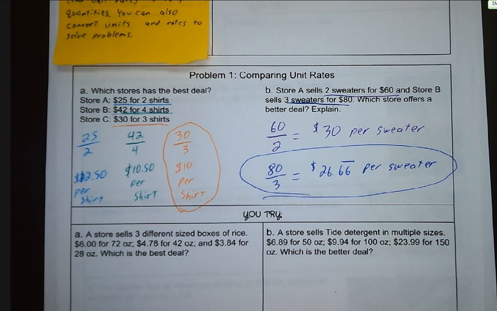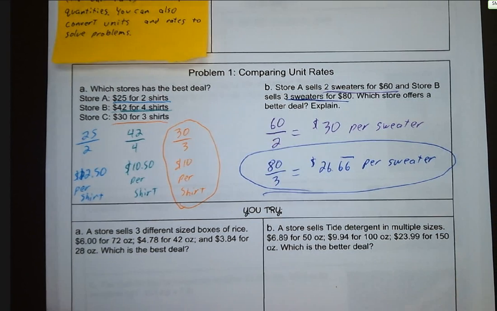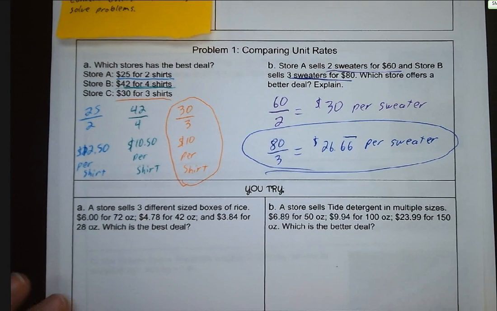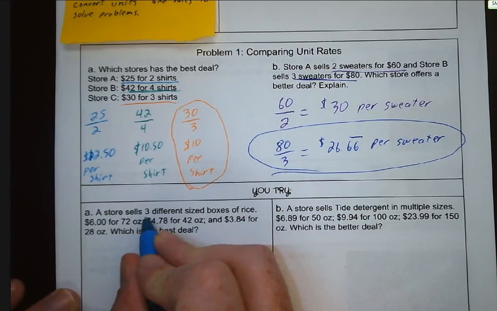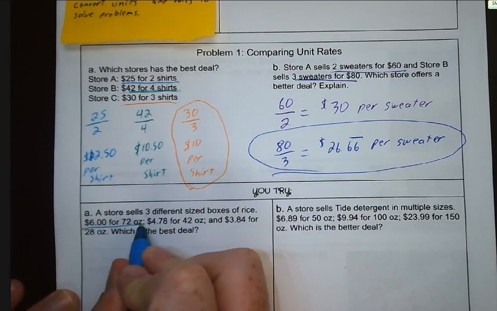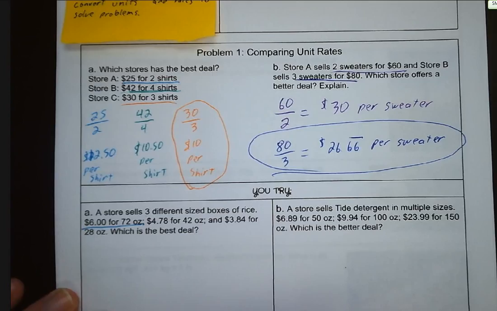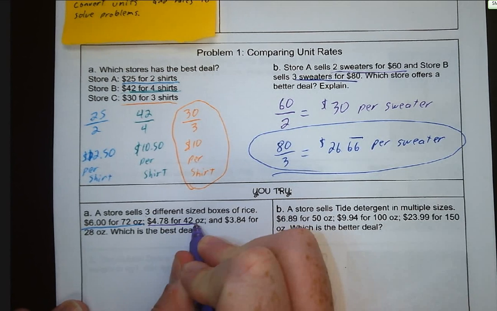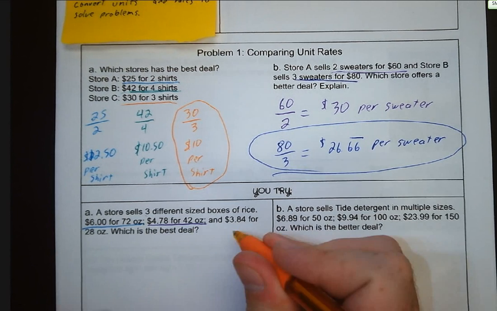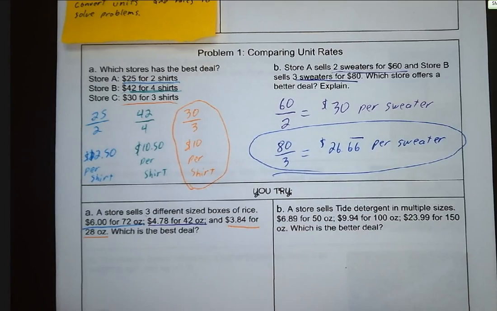All right, I want you guys to pause the video and go ahead and give these two at the bottom a try on your own, and then resume it. Store A sells 3 different sized boxes of rice. One, which is 72 ounces, for $6. We have a 42-ounce box for $4.78, and a 28-ounce box for $3.84. So we're going to check and see which one of these is a better deal.